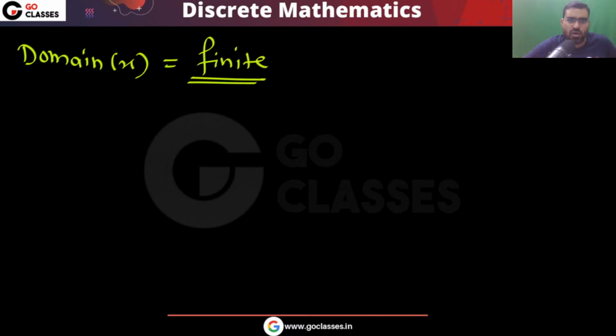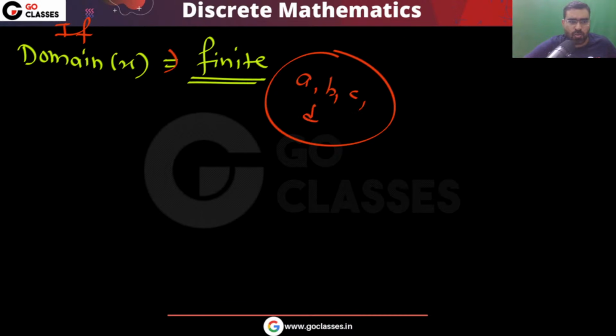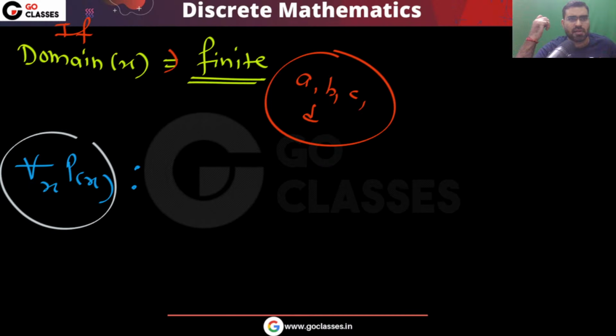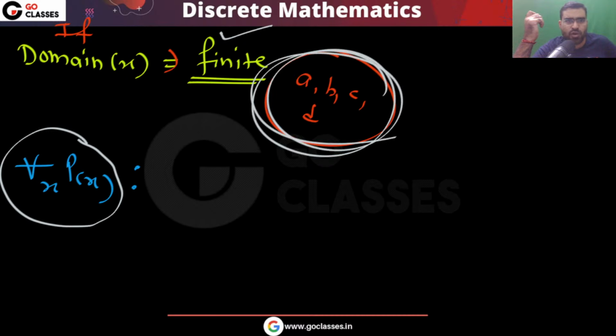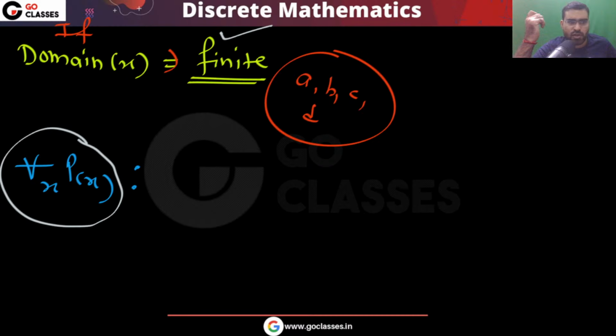Now, one more thing I want to tell you about the domain. If the domain is finite, for example, let's assume the domain is a, b, c, d. There are 4 elements in this domain. Now, for all x px, if the domain is finite, tell me what this statement is saying.